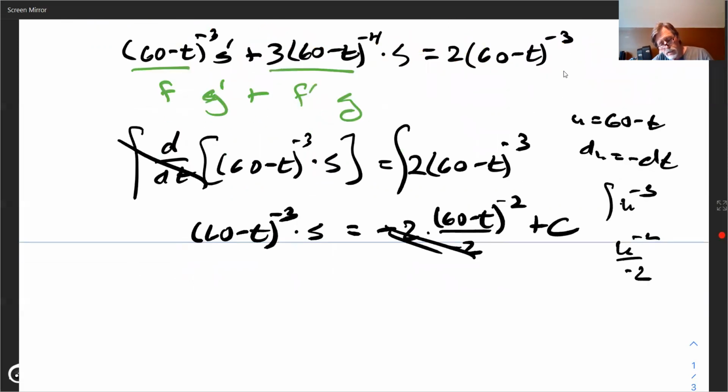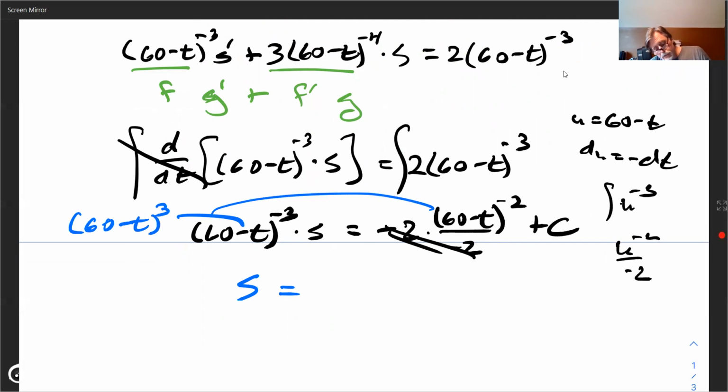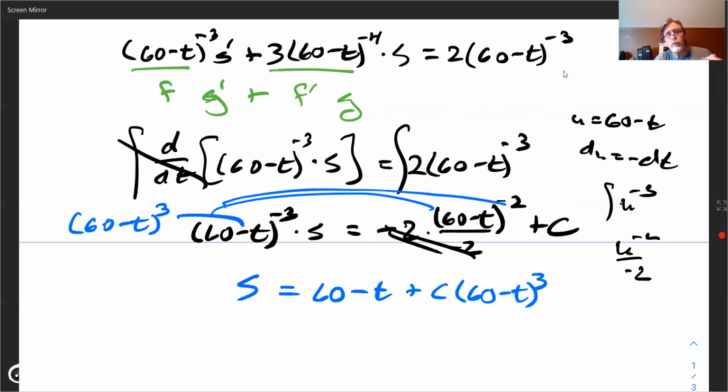At this stage, what we have to do is solve for s, and we have to figure out c to get the particular solution. So I'm going to multiply by (60 take away t) to the positive 3. It'll cancel, leave the s, and over here the 2's are gone. So basically you're left with 60 take away t, and then you have plus c times (60 take away t) to the 3 when you multiply all the way over. So we have our function, we just don't know what c is.